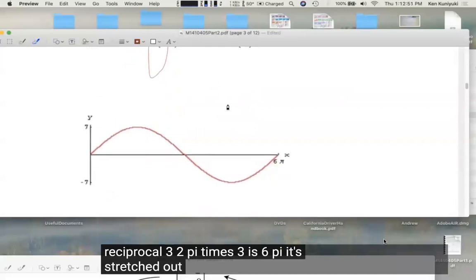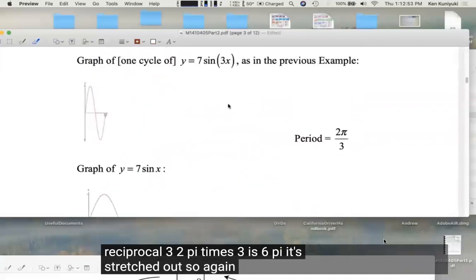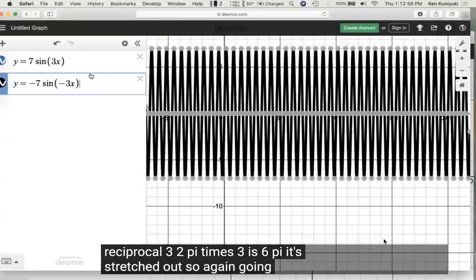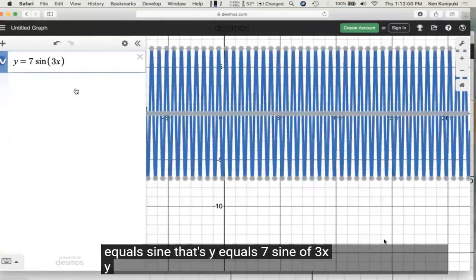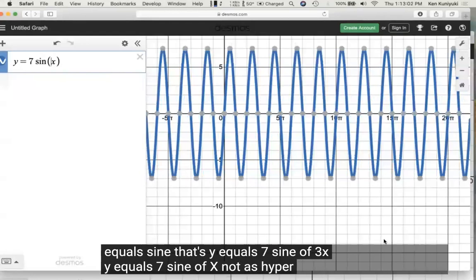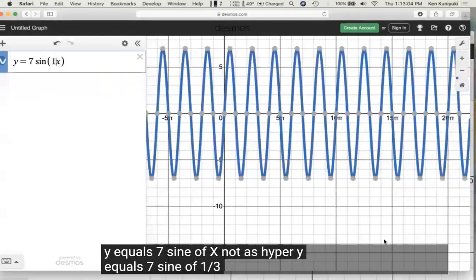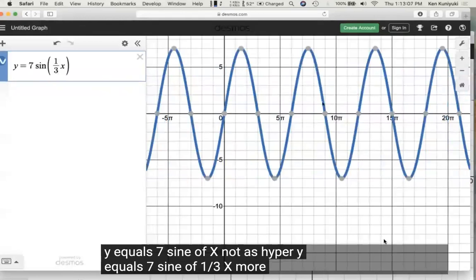So again, going from y equals 7 sine of 3x, to y equals 7 sine of x, not as hyper, to y equals 7 sine of 1/3 x, more spread out.